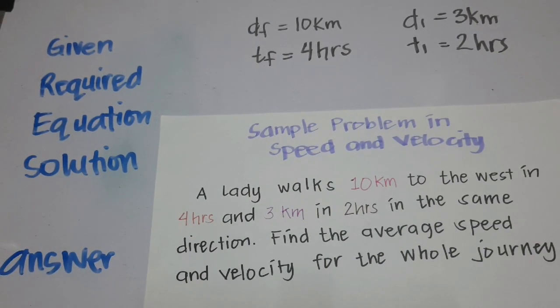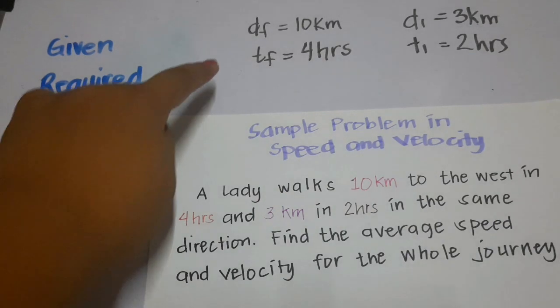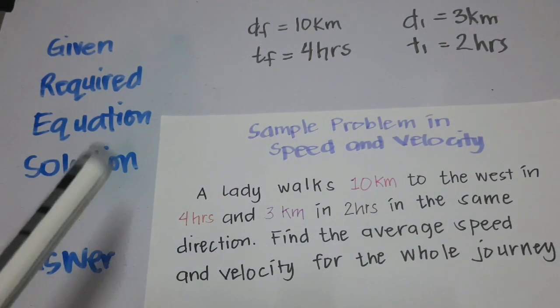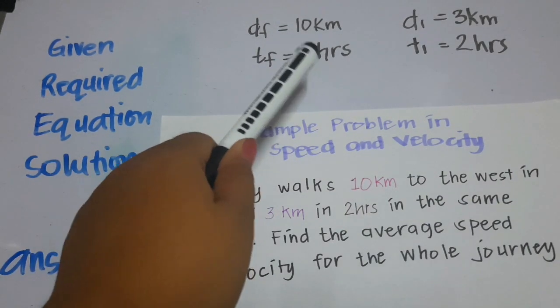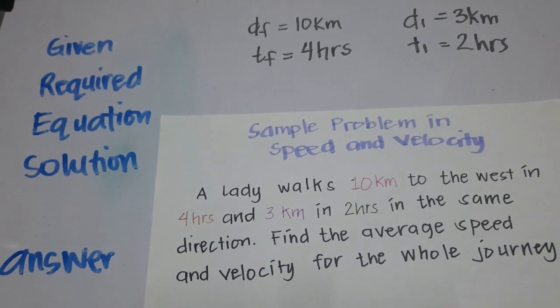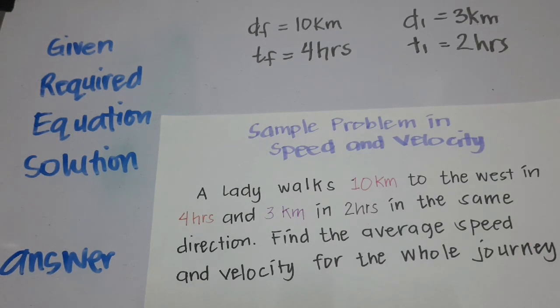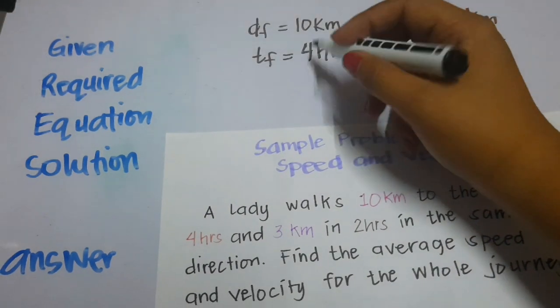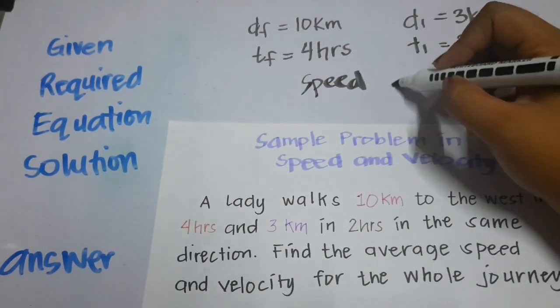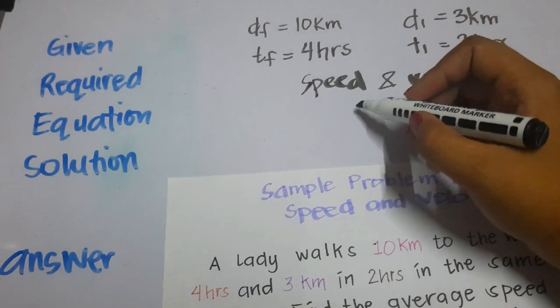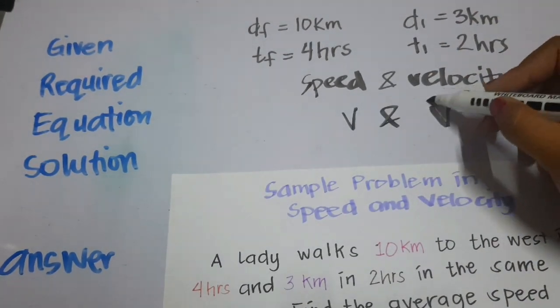In problem number 3, we have 4 given values. We have the final distance, which is 10 km west. The final time is 4 hours. The initial distance is 3 km west, and then the initial time is 2 hours. So here in our problem number 3, the unknown is the speed and velocity. So the unit is V, and we have this one.